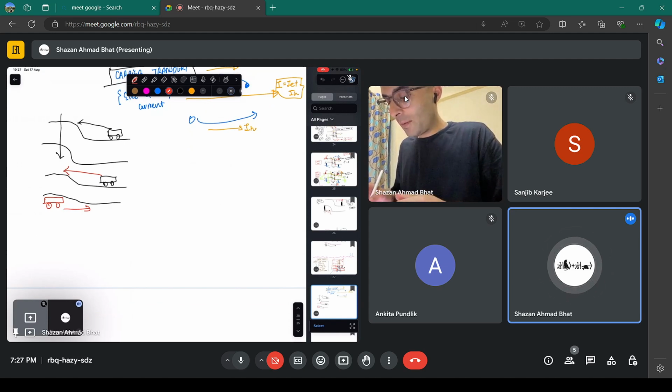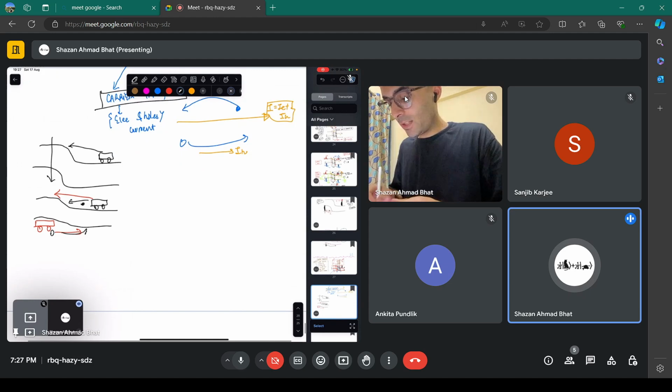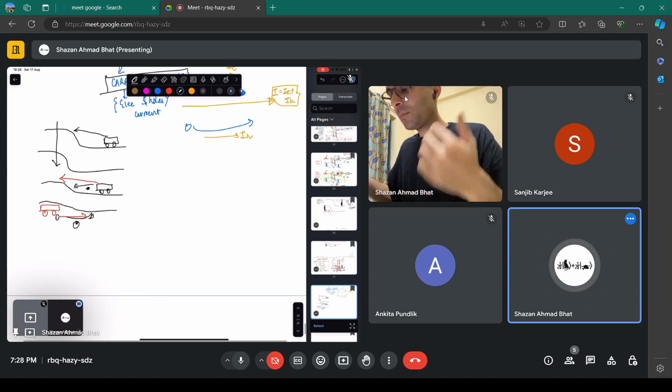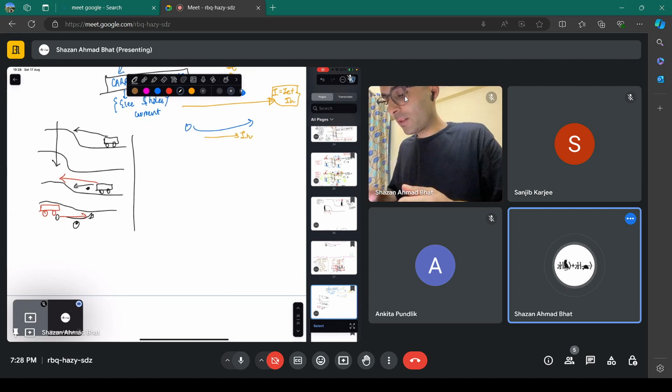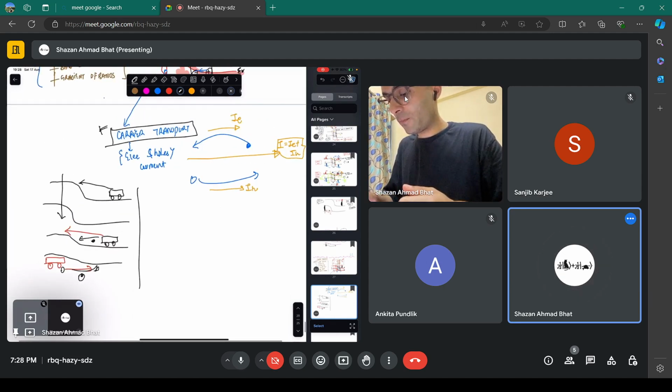Now, in between, what happens? If the car goes to this side, that means the electron is moving. What happens to the electron? If the hole goes to this side, what happens to the hole? What are the processes taking place? That is what we are going to study in carrier transport.